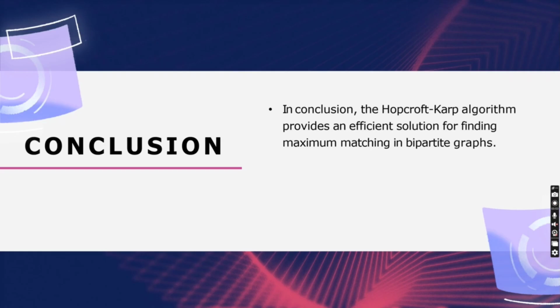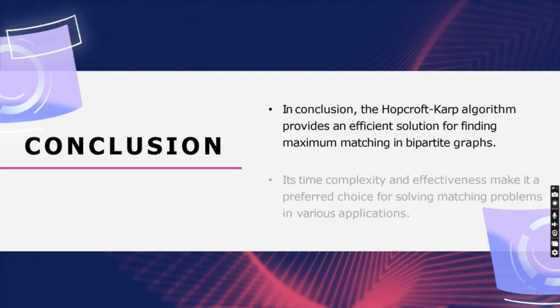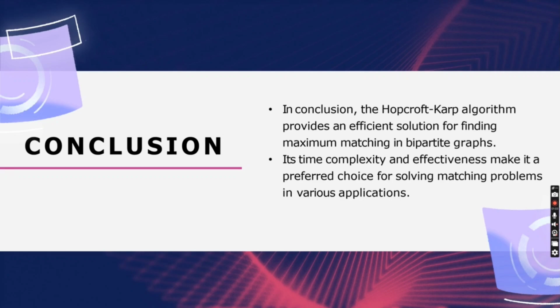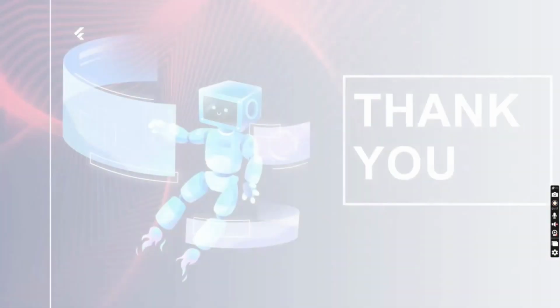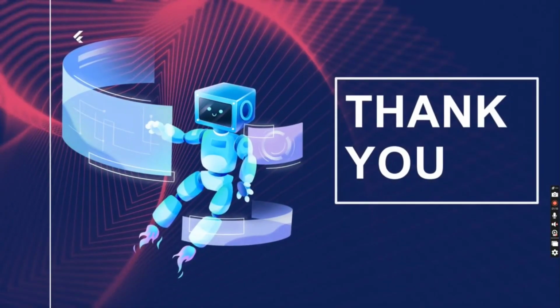Conclusion. In conclusion, the Hopcroft Karp algorithm provides an efficient solution for finding the maximum matching in bipartite graphs. Its time complexity and effectiveness make it a preferred choice for solving matching problems in various applications. Thank you.